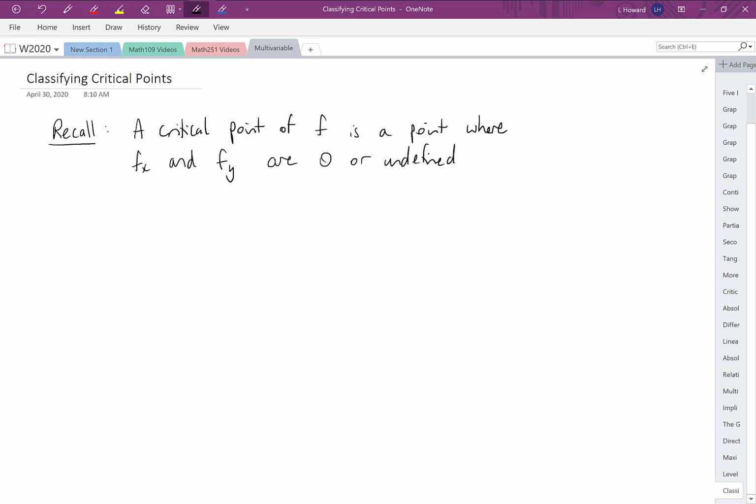In this video, we're going to talk about classifying critical points. So let's recall that a critical point of a function f is a point where both the partial derivatives f sub x and f sub y are 0 or undefined. So let's imagine that we've got a surface represented by z equals our function.